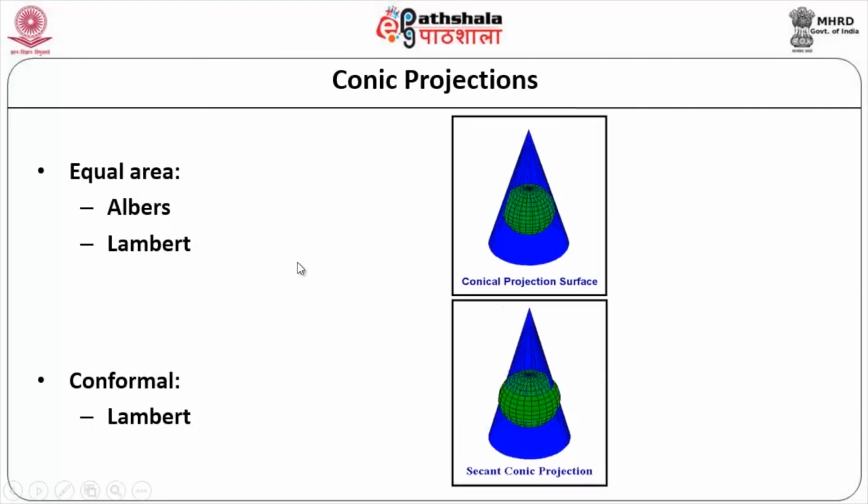Again, in the case of conical projection, as we have seen in the previous case, we are going to discuss your equal area projections, that is Albers and Lambert, two of the methods, and the conformal projection, Lambert projection. So, this is how your conical projection comes into the picture. You can just see that.